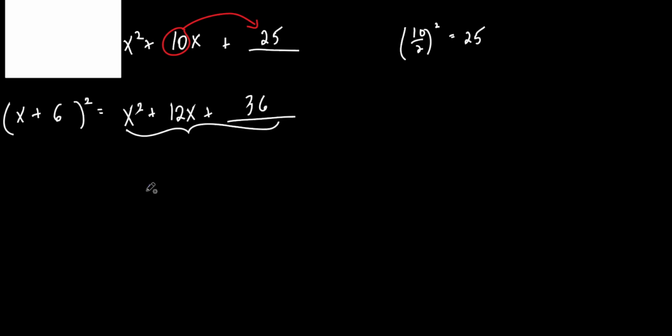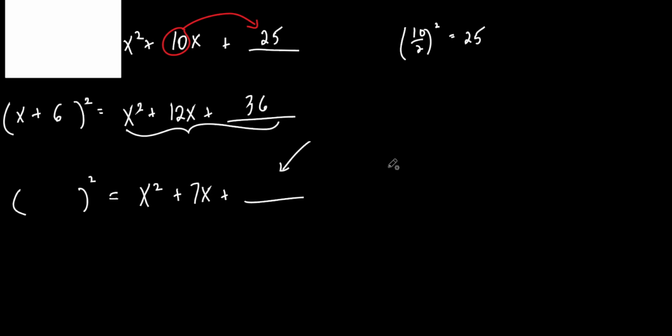What if I had something like this? X squared plus 7x plus blank. So what's going to go right here in order to make this into a perfect square? Well, we're not going to use decimals. We're using fractions. Be happy. Fractions are way better than decimals in this situation.